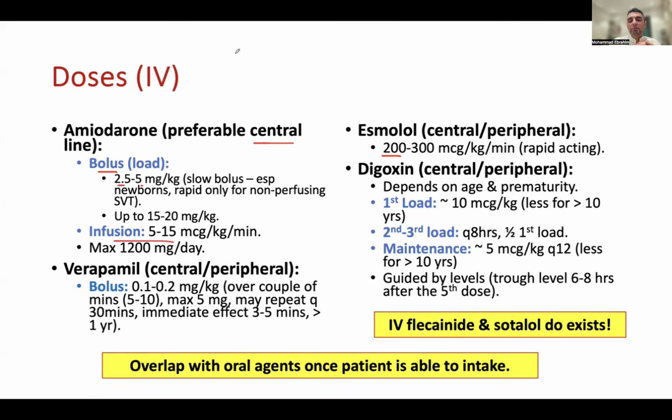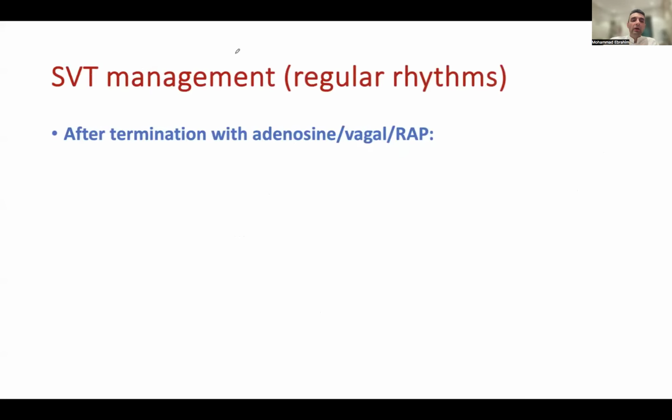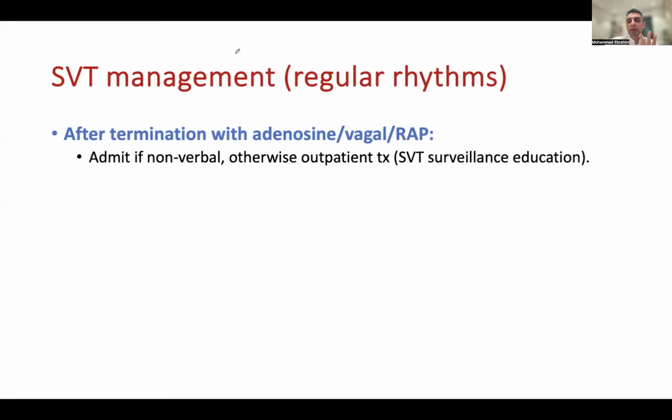Especially if there's decreased perfusion, especially in babies. We try to give IV initially, like we said, and once the patient is able to tolerate feeds, then we start oral agents. But most patients would actually terminate with adenosine and vagal maneuvers and remain in sinus. Then I admit the patient if the patient is unable to communicate, non-verbal. But if the patient is able to recognize he's in SVT, he came with that complaint, we can start oral medications, mainly oral beta blockers, and discharge with education for the family.